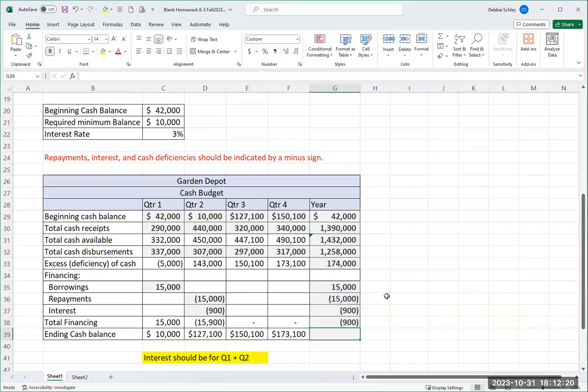So it's negative 900, right? Because I borrowed 15,000 and then I paid it back. And then it's my interest. And so then I'm just going to take my excess or deficiency of cash for the year. And I'm going to add this negative 900, which really subtracts it. And I come up with that same number, 173,100. So just as long as you remember that your interest is for 2 quarters, you should be good to go on this one. Okay.